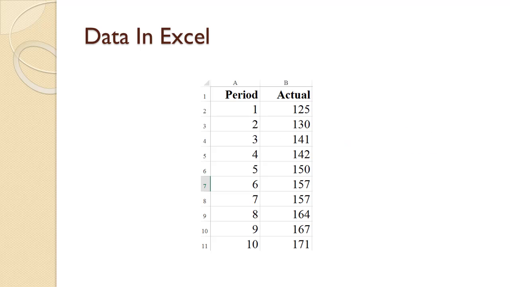The slide shows the first set of forecasting data we have been using entered into Excel. The period numbers are in cells A2 to A11, and the actual demand numbers are in cells B2 to B11.